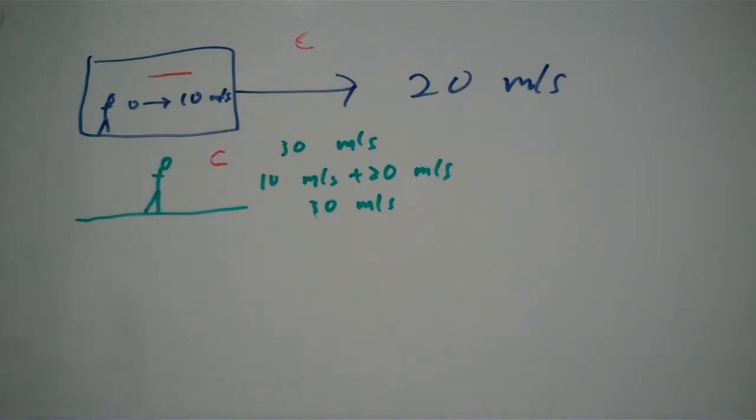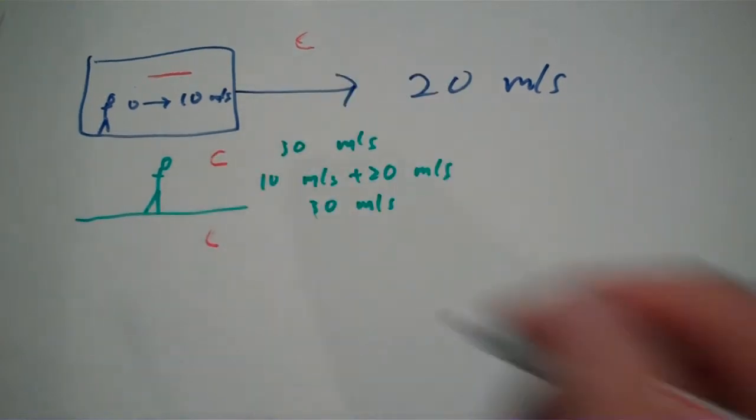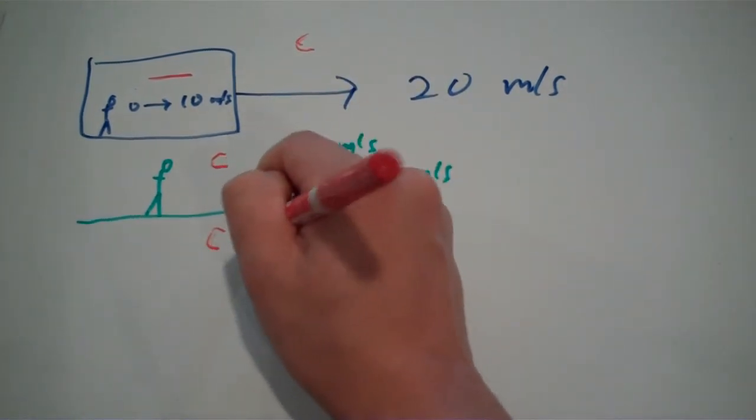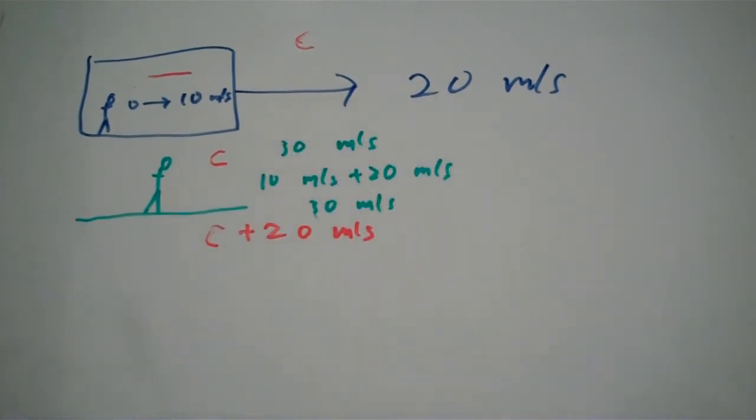One would expect that the speed of light would be, for your friend at least, c plus the 20 meters per second of the train. However, it is not. It is just c. This is not what one would expect.